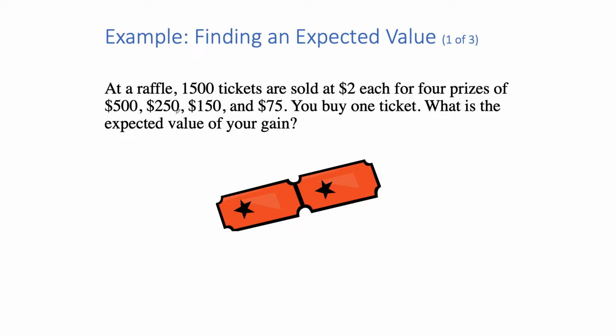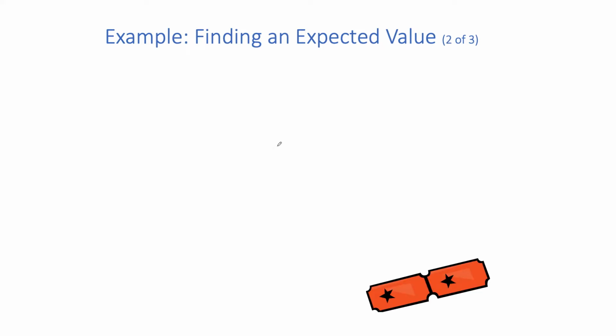One of them has a price list of $250. Another one will get you $150, and the fourth one will get you $75, right? So if you buy one ticket, what is the expected value of your game? What do you expect on average to happen? Okay. So think about all the outcomes that can happen.